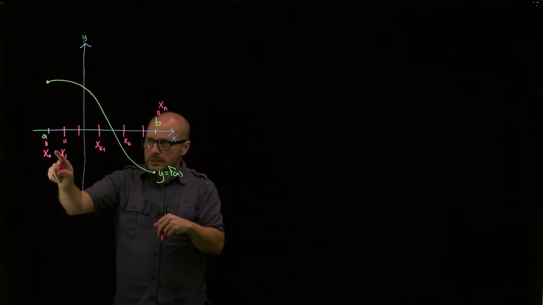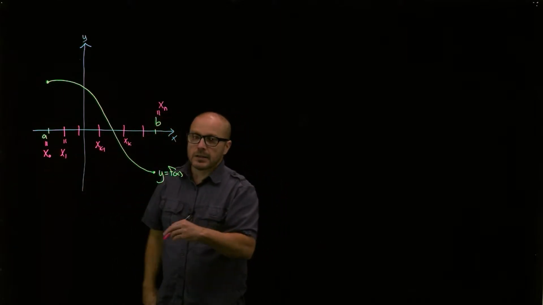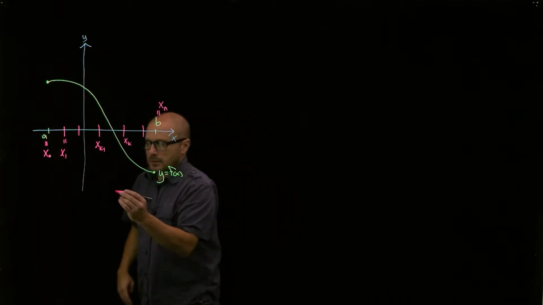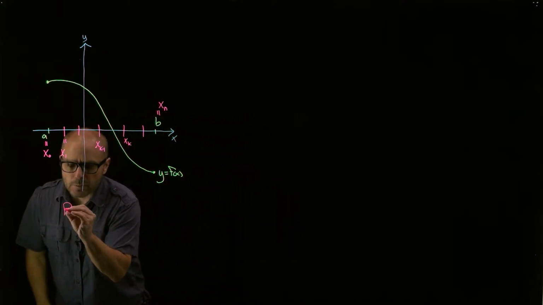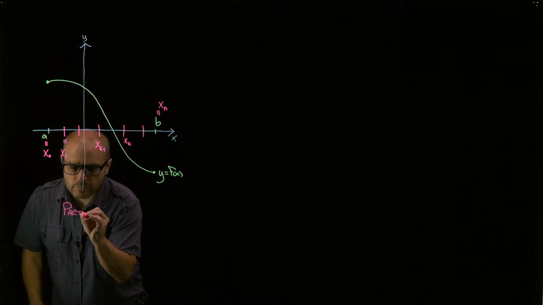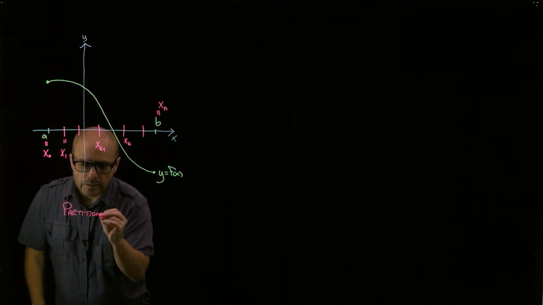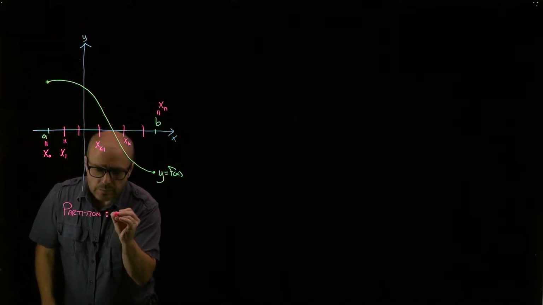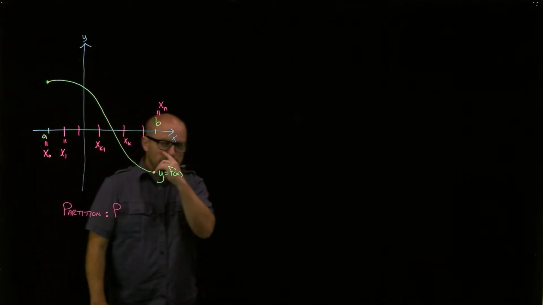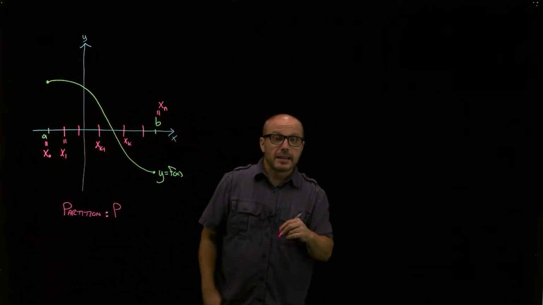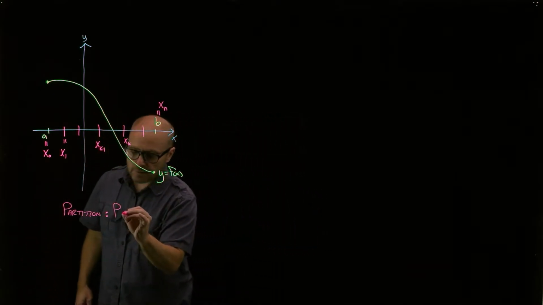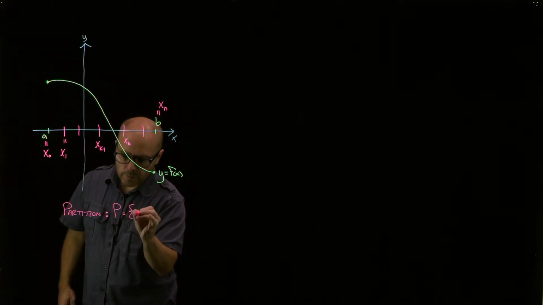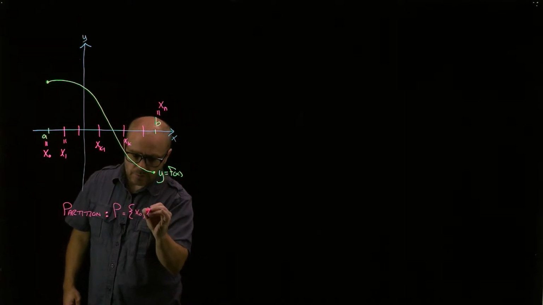So what we just did there by creating those x values is we created the partition. So that's our first thing. We have to remember that terminology, partition. Often we will just, in the notation, use the letter p. And it's that set of values. So p, the partition, is the x values.